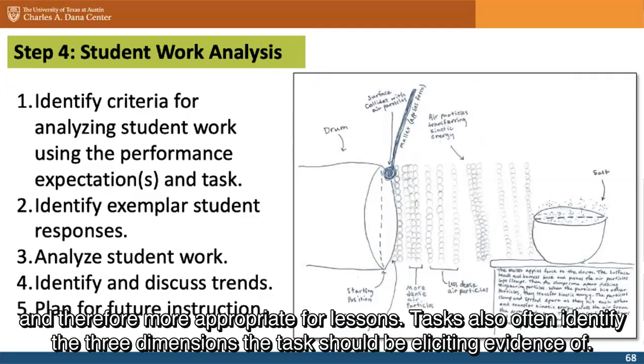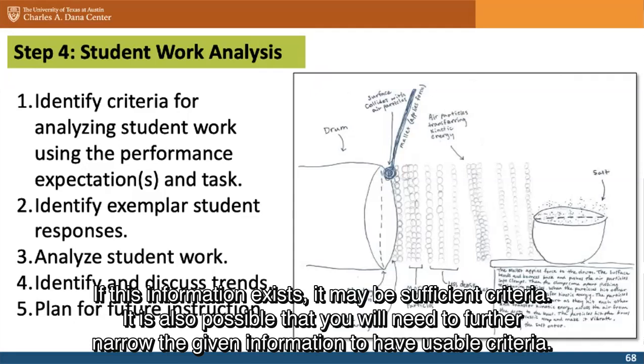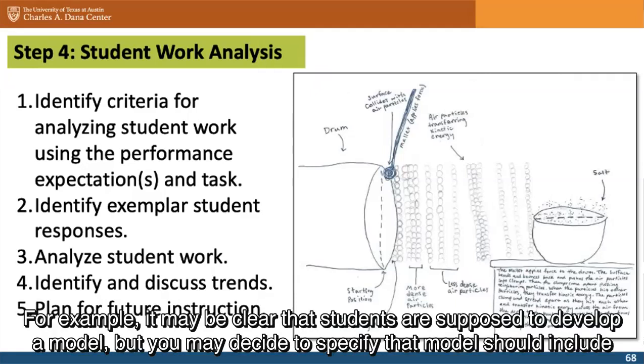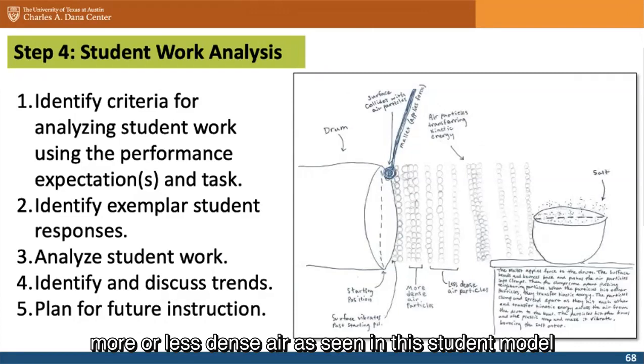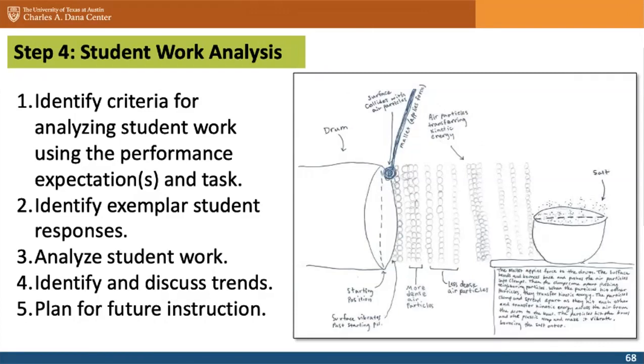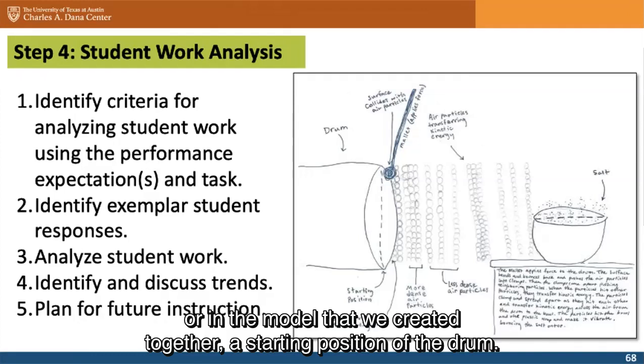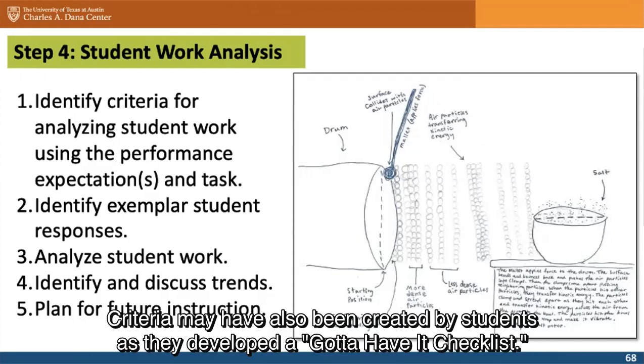Tasks also often identify the 3 dimensions that the task should be eliciting evidence of. If this information exists, it may be sufficient criteria. It is also possible that you will need to further narrow the given information to have usable criteria. For example, it may be clear that students are supposed to develop a model, but you may decide to specify that models should include more or less dense air, as seen in this student model, or in the model that we created together, a starting position of the drum. Criteria may have also been created by students as they developed a gotta have it checklist.